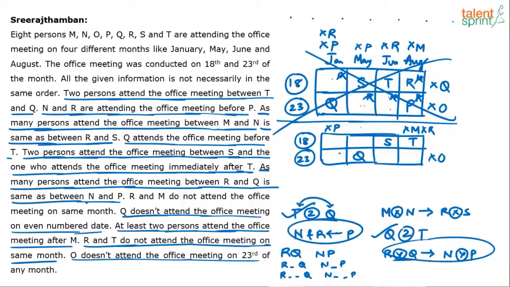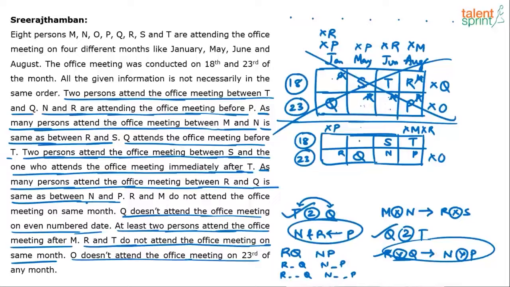Try R in the second box. If R comes here, the number of people between R and Q is only 1. So the number of people between N and P should also be 1. So if N comes here, dash dash P, not possible. N comes here, dash, yeah. So N comes here then, and P comes here. That's the only way out. Yeah. So we have got R, Q, and P satisfied. Number of people between R and Q is 1. Number of people between N and P is 1. And R and Q both are before P. R and N before P.